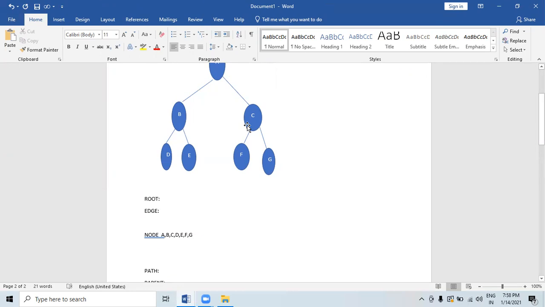And then external node. Leaf nodes are also called external nodes. In the above, F, G, H, I, J are the external nodes.